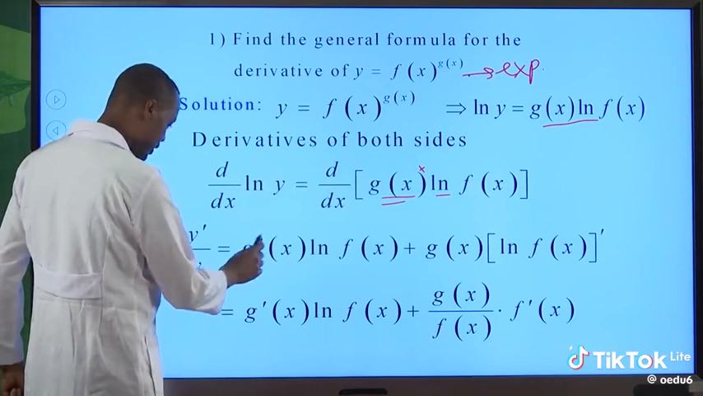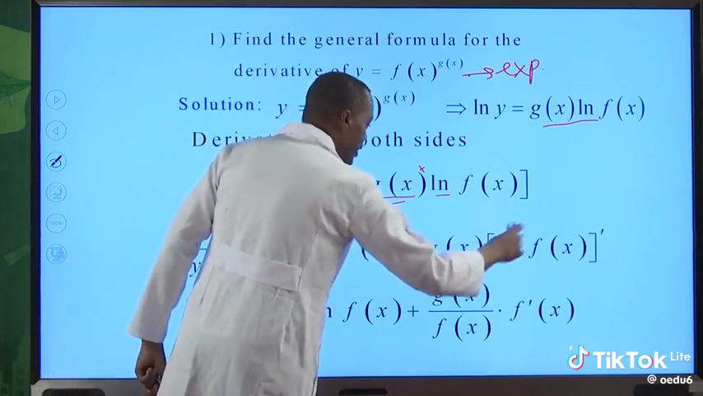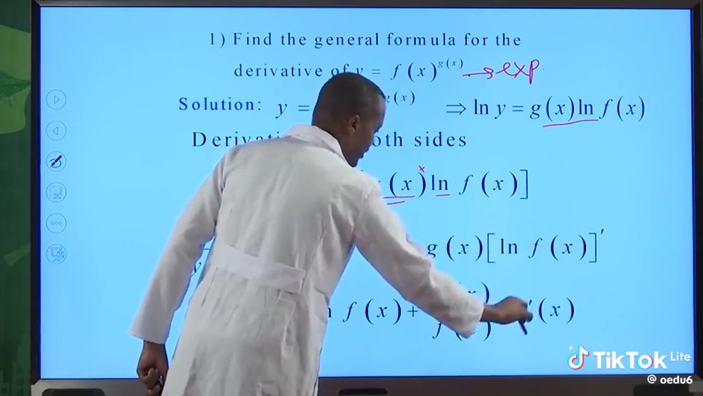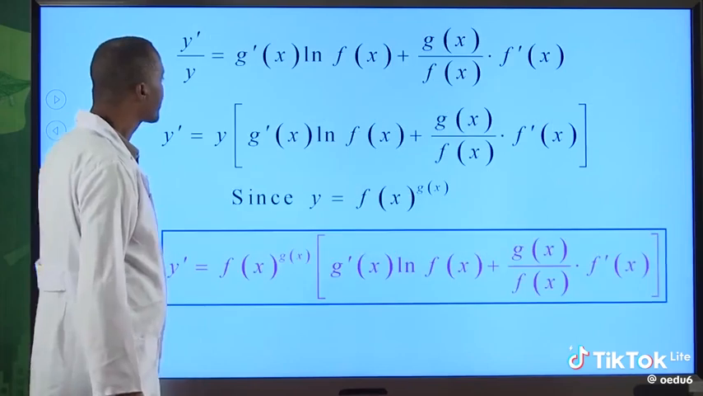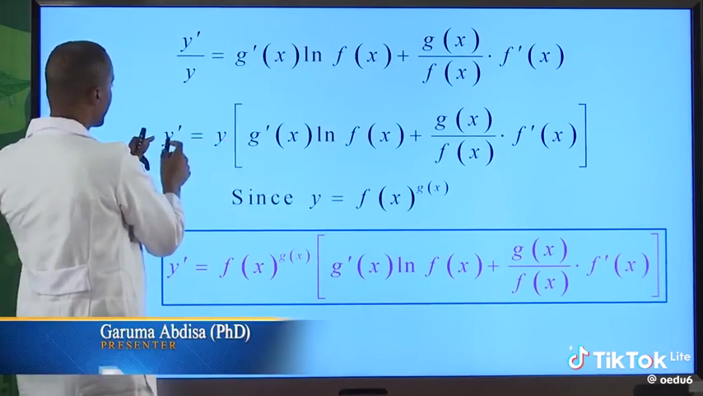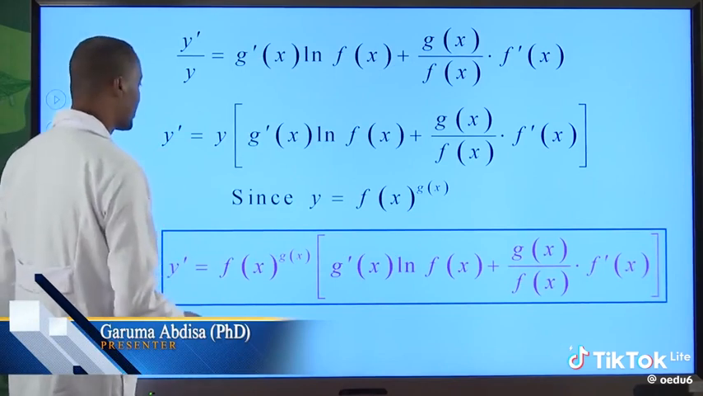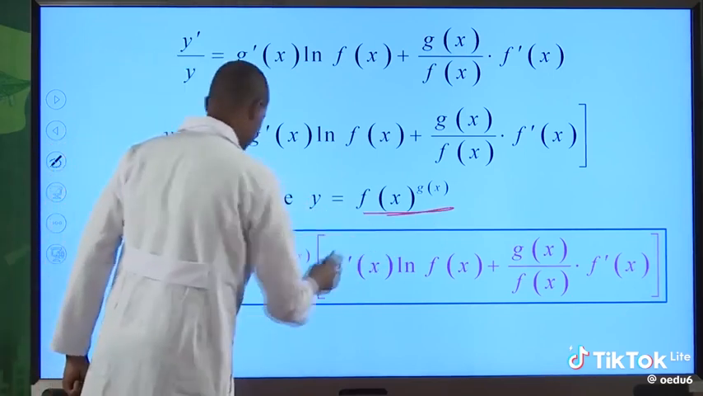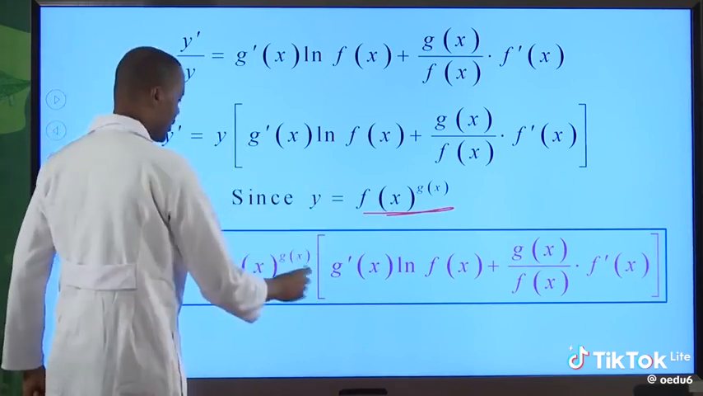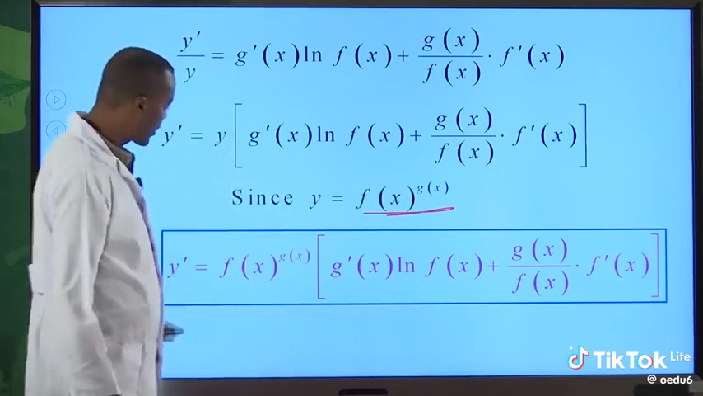So this becomes g derivative of x times ln of f of x plus g of x times the derivative of ln of f of x, which is 1 over f of x times its inner function derivative, that is f derivative of x itself. So this is something that I already got previously. So y derivative is simply y times everything I have. By substituting y, finally I will get y derivative is f of x to the power of g of x, that is simply y, multiplied by everything I have there. So this is the general formula of how the derivative goes.